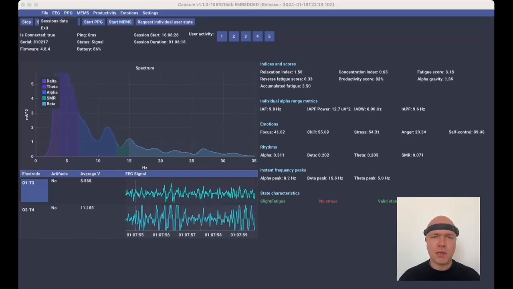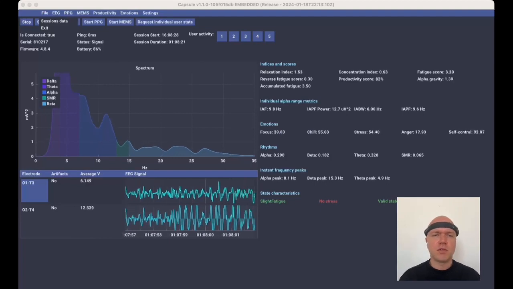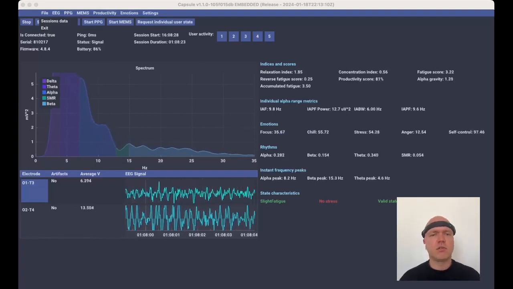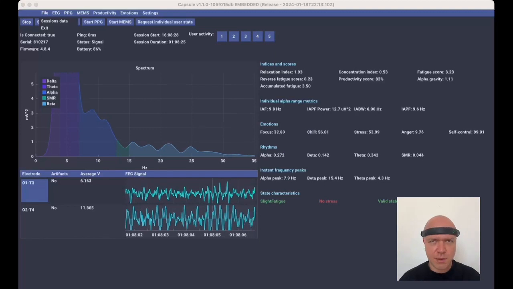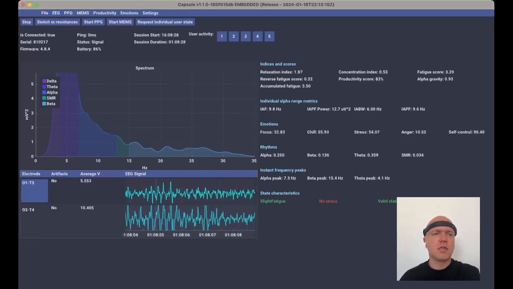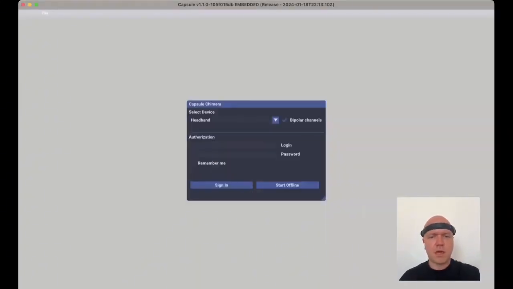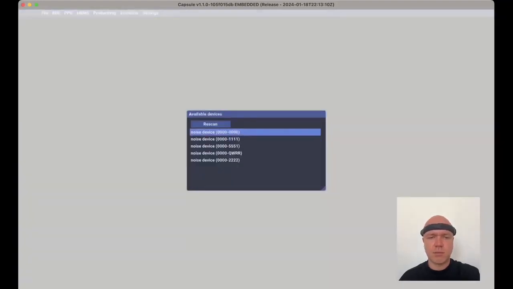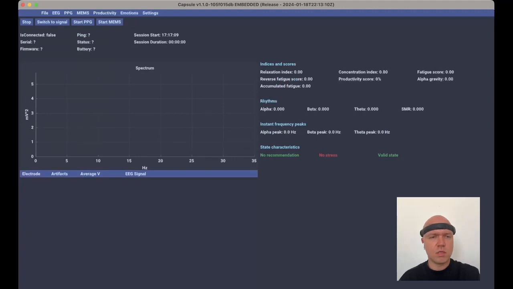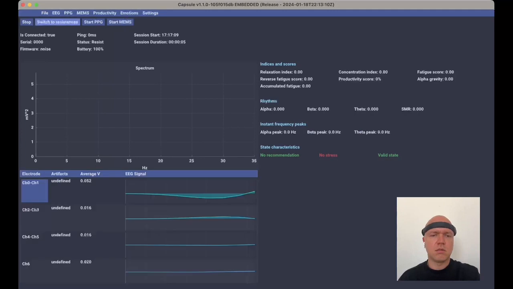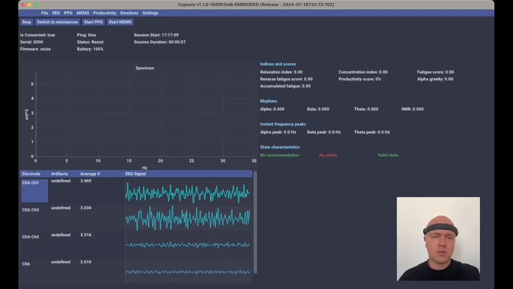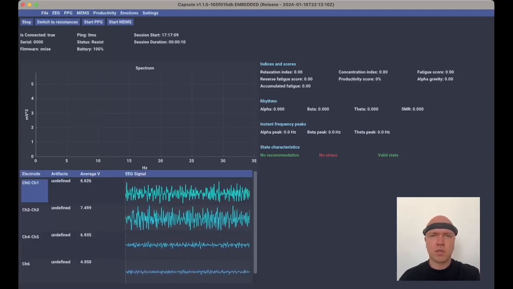That's everything from me about the Capsule's functions for now, but you can try it out for yourself and check all the metrics I've spoken about in the demo mode. It's easy to find. Just let's stop. Here you can choose not the headband, but noise. While you're choosing the noise and start offline, you see different types of noise. You can choose whatever you want, and voila. We are here. We can switch to signal. In a couple of seconds, it will start working.